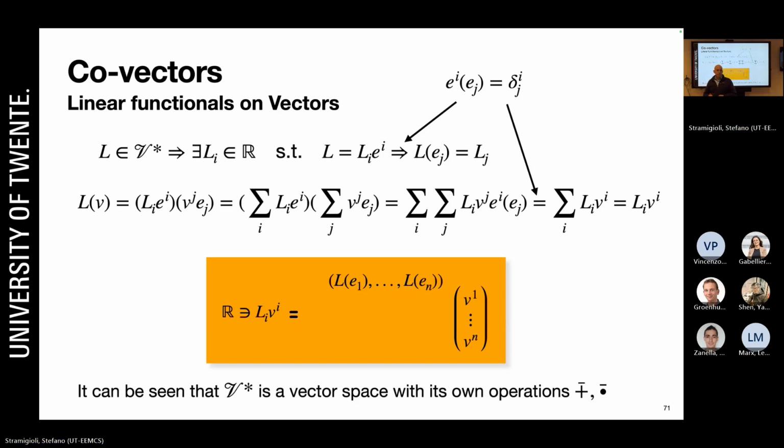Okay. Any other questions? Yeah. Yes, that it can be seen that V star is a vector space with its own operations. You mean, V star is a vector space by itself, so with two operations. Yes, exactly. Suppose you have L1 and L2 here, abstractly speaking. How do you define that? Well, you define it in a certain way, which is the way we always do. And then you would find that this operation that you call plus.